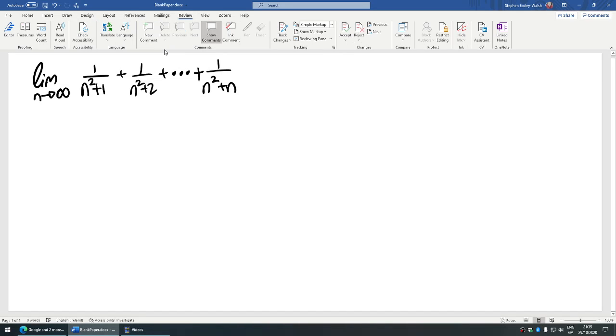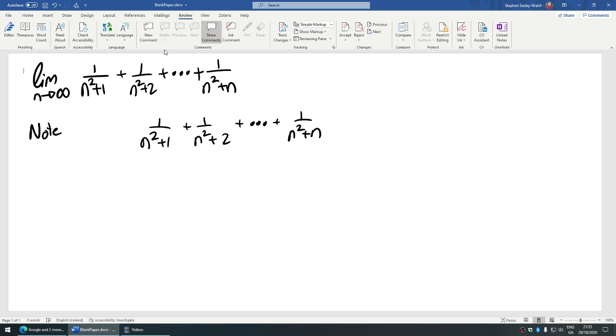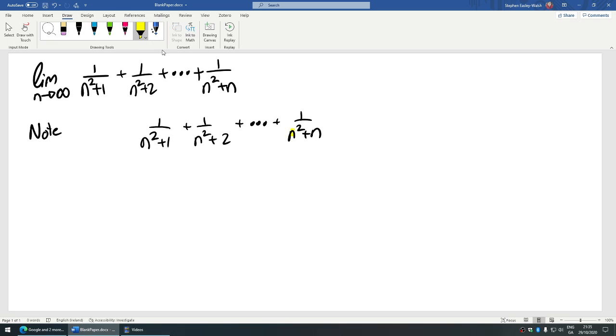We want to calculate the limit here. So the way we do this is to note that if I have 1 over n squared plus 1, plus 1 over n squared plus 2, plus, etc., etc., 1 over n squared plus n, this number here in the denominator is the largest denominator, which makes this the smallest value. And then logically, this one here is the maximum.